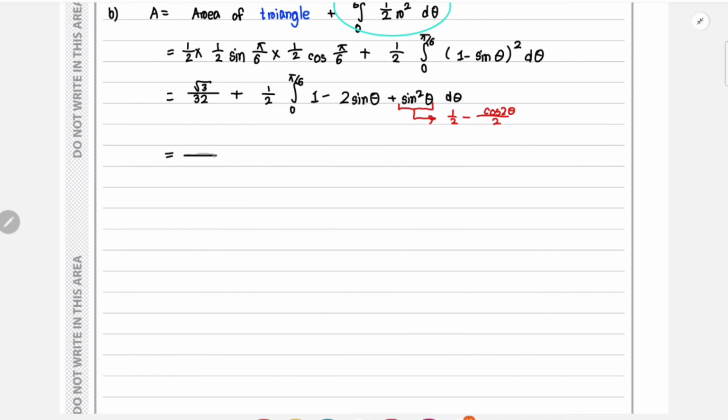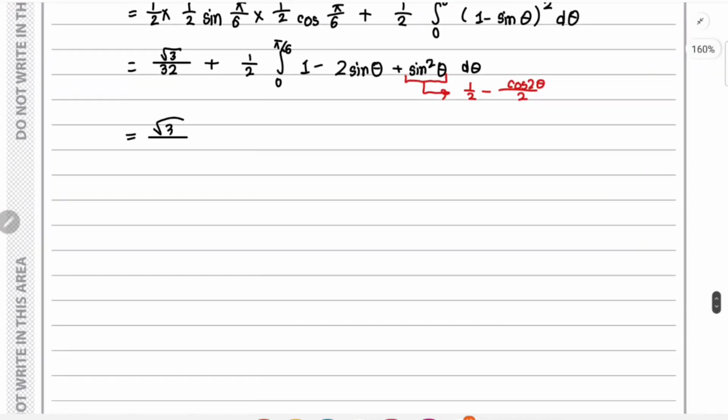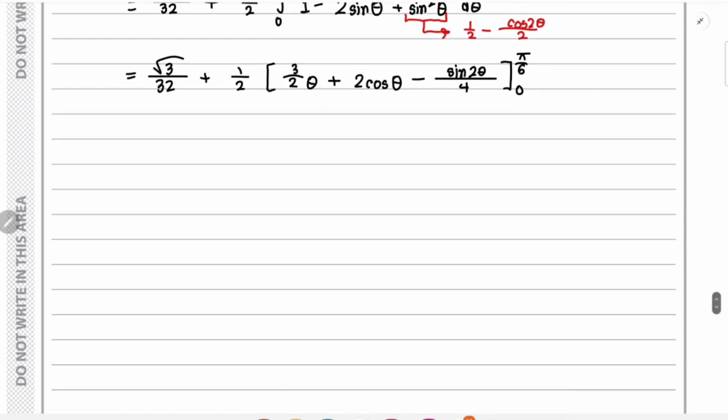So we'll get root 3 by 32 plus half, and this half will add up to 3 by 2. So 3 by 2 theta plus 2 cos theta, and you'll have minus sine 2 theta by 4, from 0 to pi by 6.